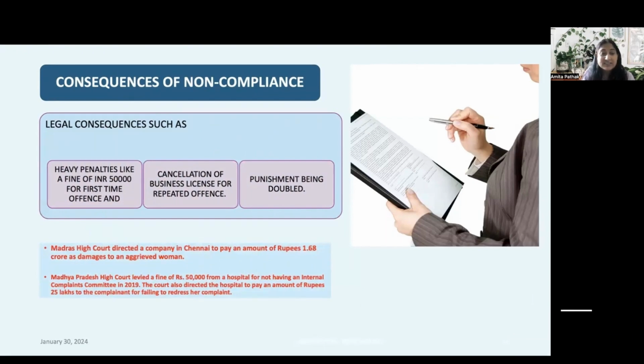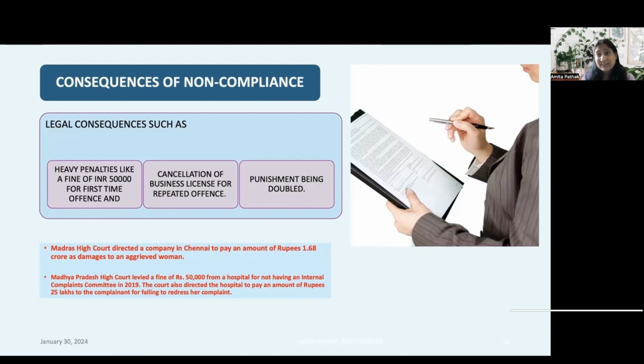So here is one case study. The Madras High Court directed a company in Chennai to pay rupees 1.68 crore as damages to an aggrieved woman. One more case study: the Madhya Pradesh High Court levied a fine of rupees 50,000 on a hospital for not having an internal complaint committee in 2019. The court also directed the hospital to pay rupees 25 lakhs to the complainant for failing to redress her complaint. So, dear friends, heavy penalties are there, and cancellation of license could be there.